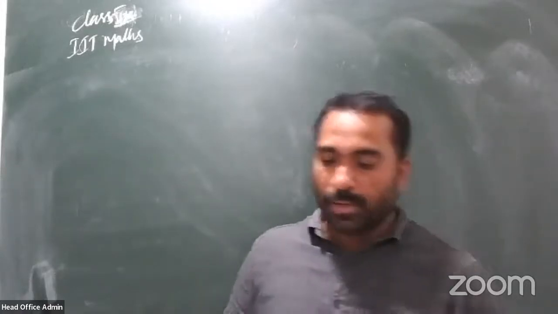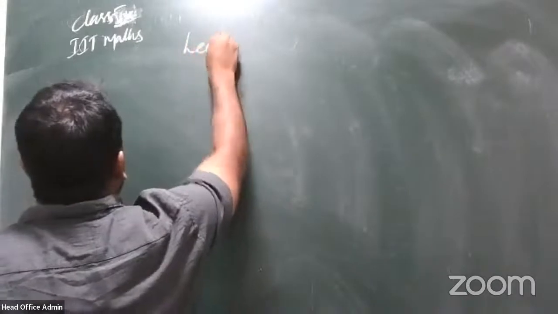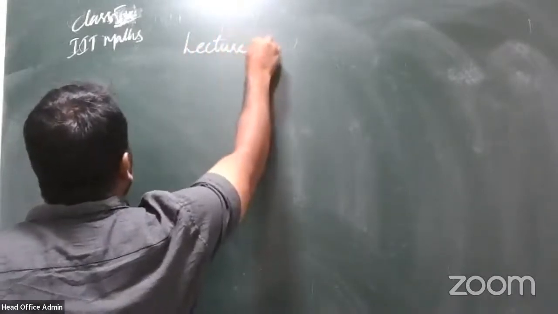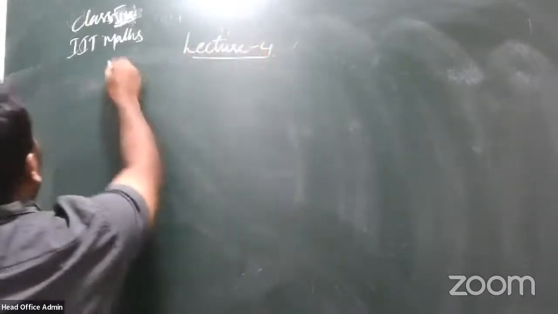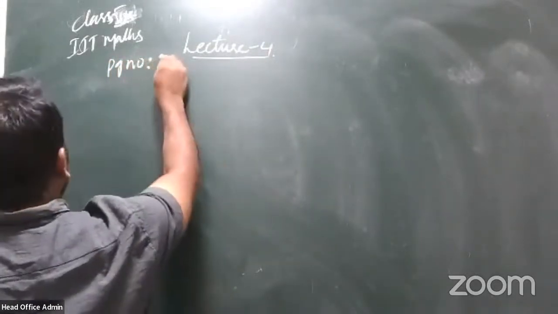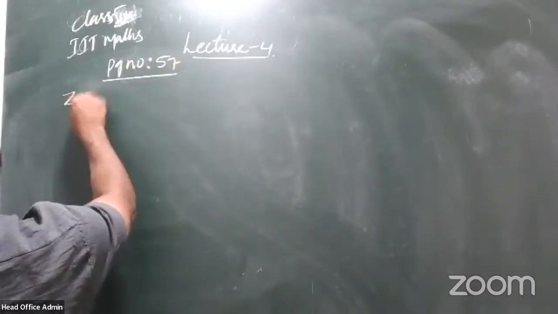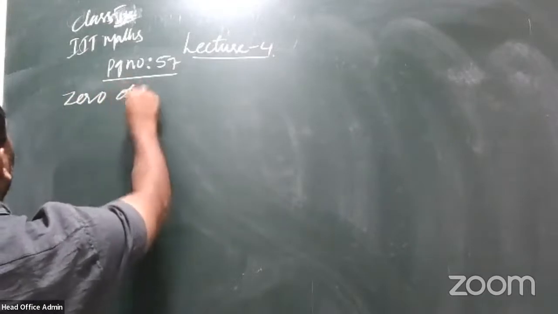Okay, now coming to lecture 4. See, lecture 4, page number 57. Zero of polynomials.